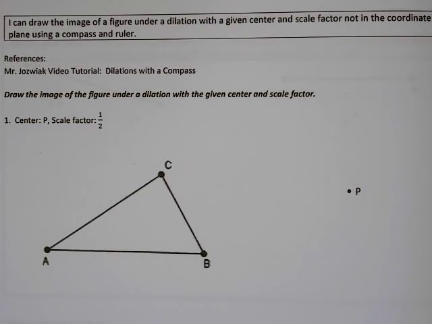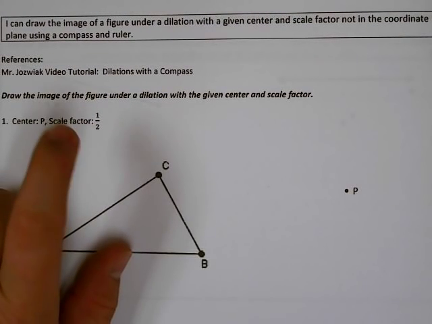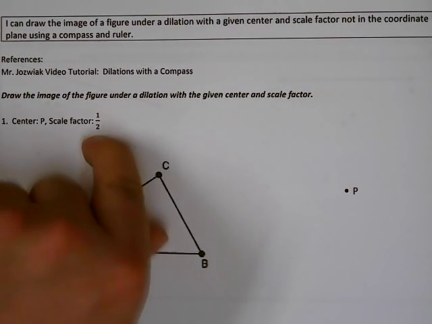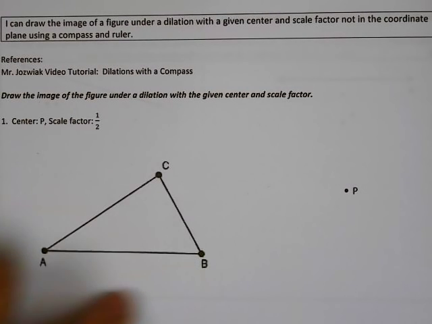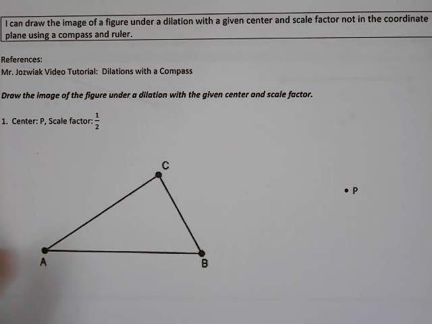Class, welcome to the construction of, and actually I don't even know if I should call it a construction. We're going to dilate, all right? We are going to dilate using a scale factor of 1/2. Now, if we remember back to chapter 9, when there was a scale factor of 1/2, we knew that this original picture, or the pre-image, would have to shrink, right? It has to get cut in half.